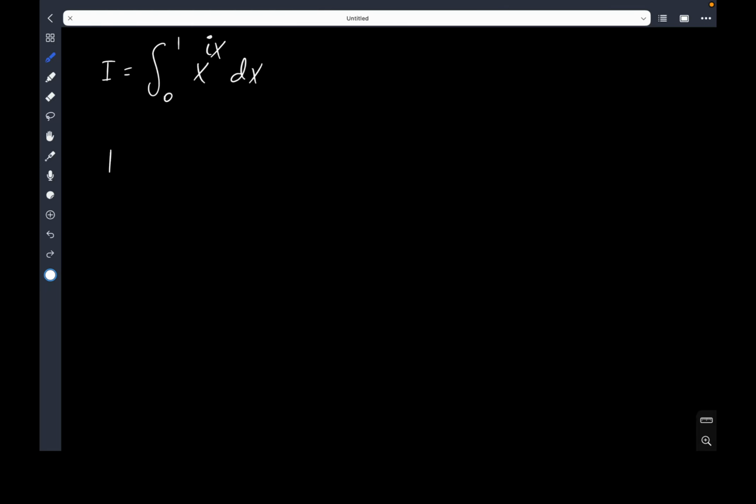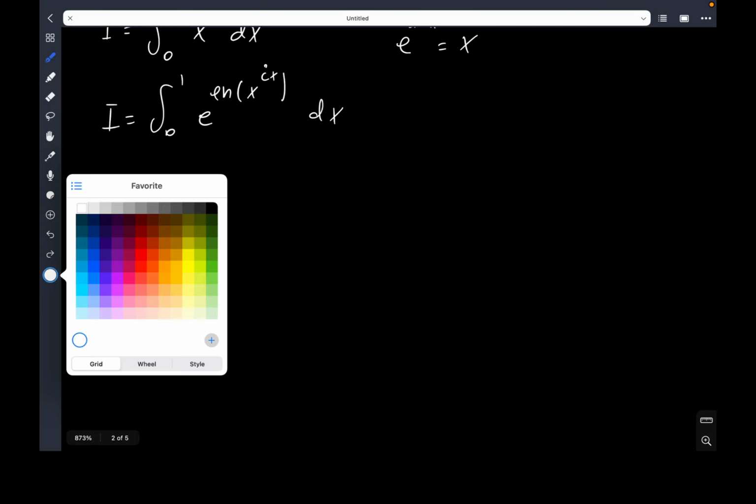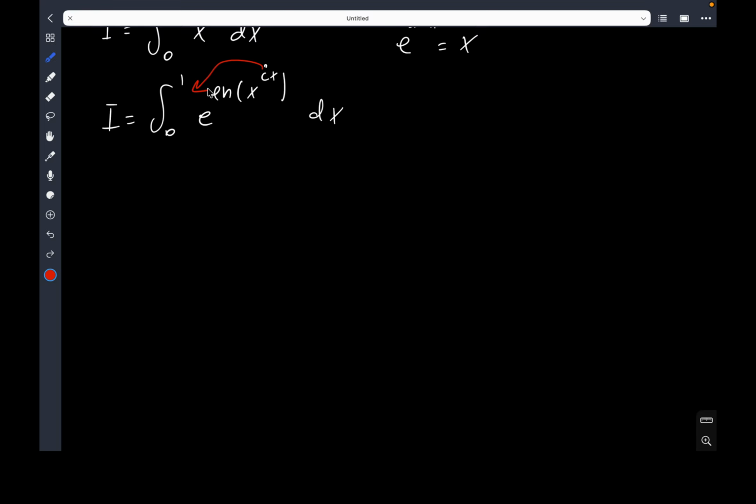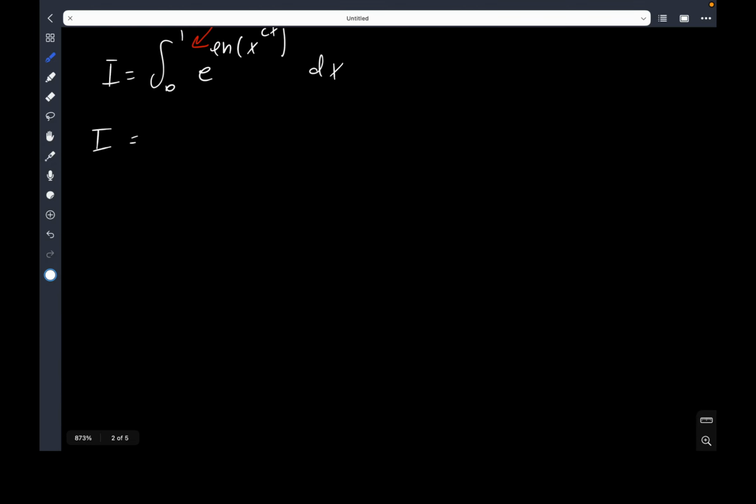So for that, to begin, I'm going to define I to be the integral of e to the power of natural log of x to the ix dx. You remember that e to the ln x is actually x. So I can raise this whole thing to the power of e to the ln of something and get the same thing. According to the property of logarithms, I can move this ix here. So I can be the integral from 0 to 1 of e to the ix ln x dx.